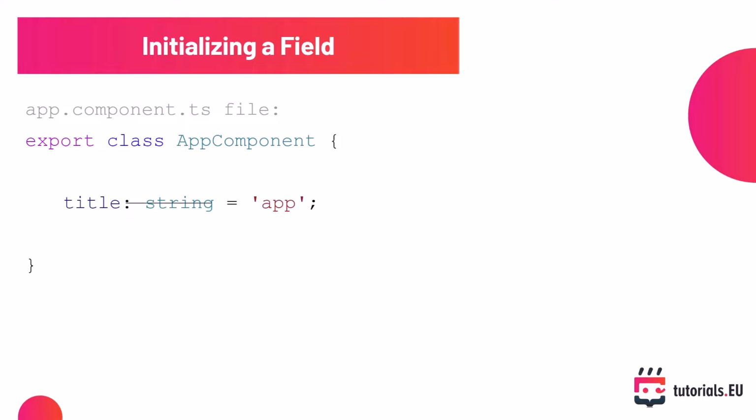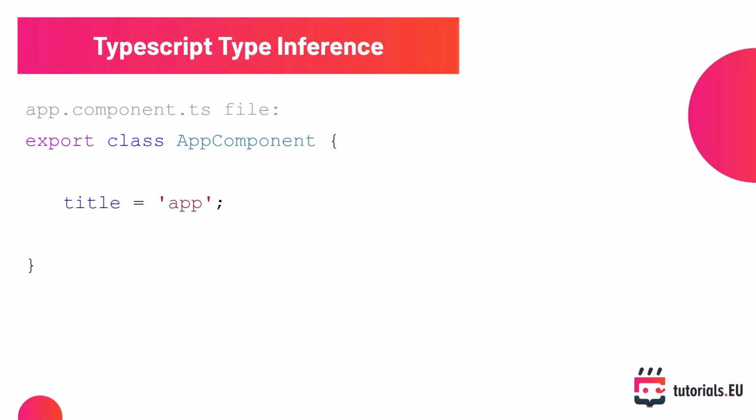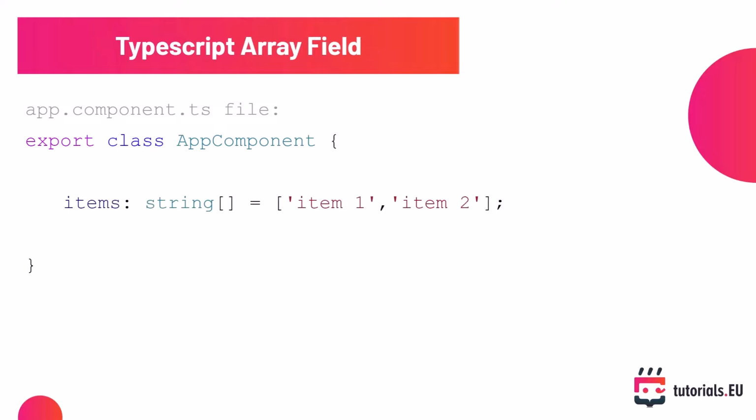TypeScript automatically infers the field type when you initialize the field with a default value, as we have done right here. Once we initialize the value with app, we don't have to define that it's of type string anymore, because TypeScript is intelligent enough to see that app, with those single quotes, is a string. So it automatically sees that title is of type string because app is a string. So let's skip defining the type right here. Based on the default value, it infers that the type of this field is string, as I already said.